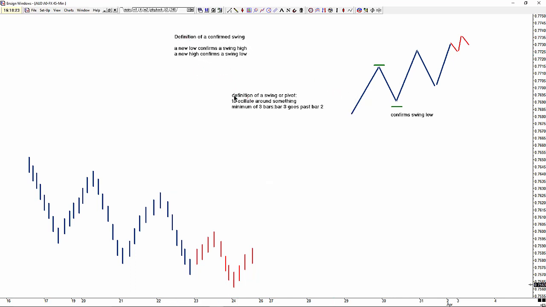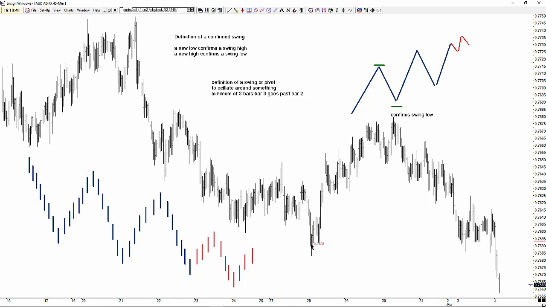The definition of a swing or a pivot is to oscillate around something, and I'm going to say we need a minimum of 3 bars, right? This is standard technical analysis. It's been done, right? It's swinging. And so anytime price swings, it's a swing, it's a pivot. There's a million of them on the board.